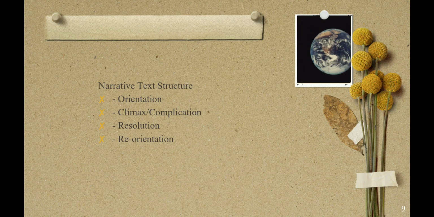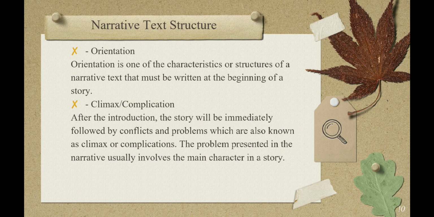Next, narrative text structure. First, orientation. Second, climax or complication. Third, resolution. And fourth, reorientation. Orientation is one of the structures of a narrative text that must be written at the beginning of the story.